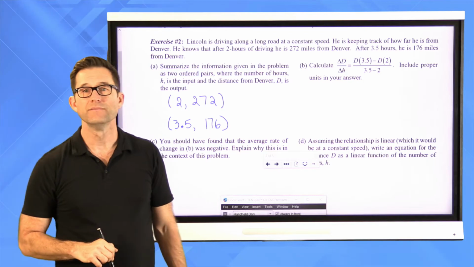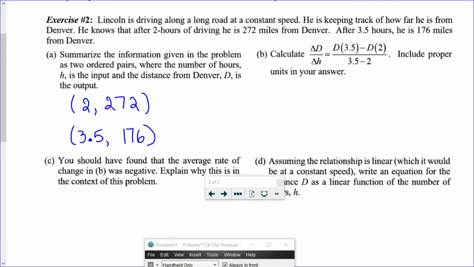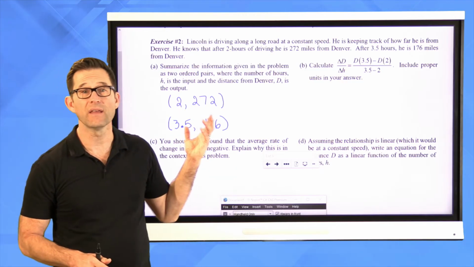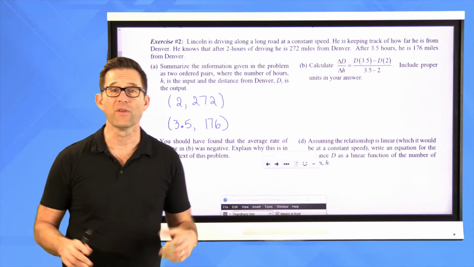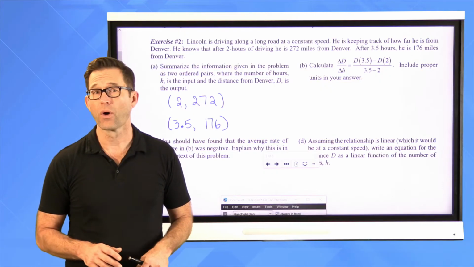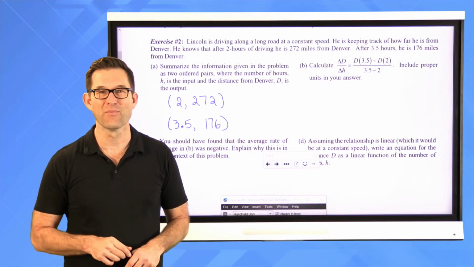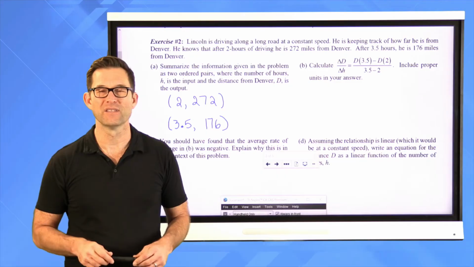All right, great. Letter B. Calculate delta D over delta H, the change in D over the change in H, which is equal to D of 3.5 minus D of 2, all divided by 3.5 minus 2. Include proper units in your answer. Well, basically, I'm just saying take these two points and calculate the rate of change between them, or the slope between them. Same thing, right? Pause the video now and see what you find.